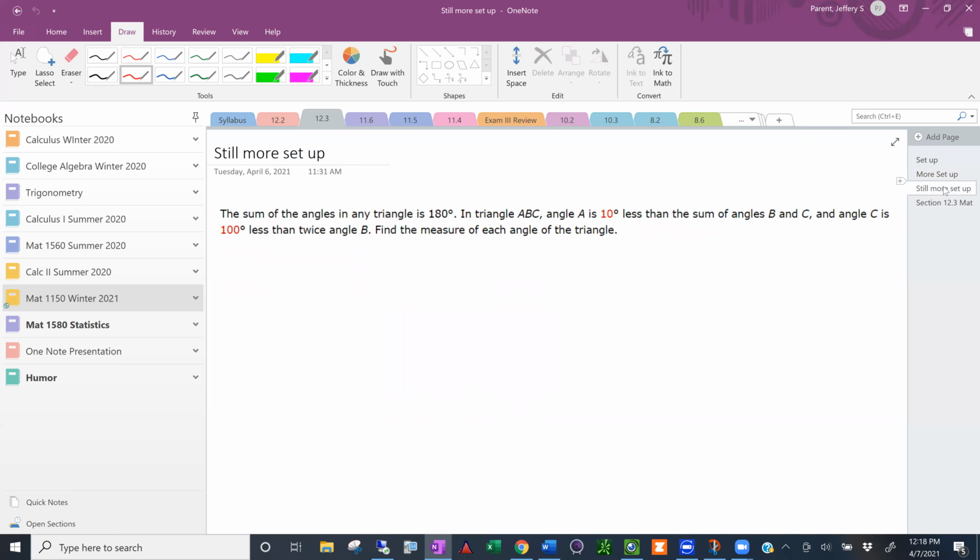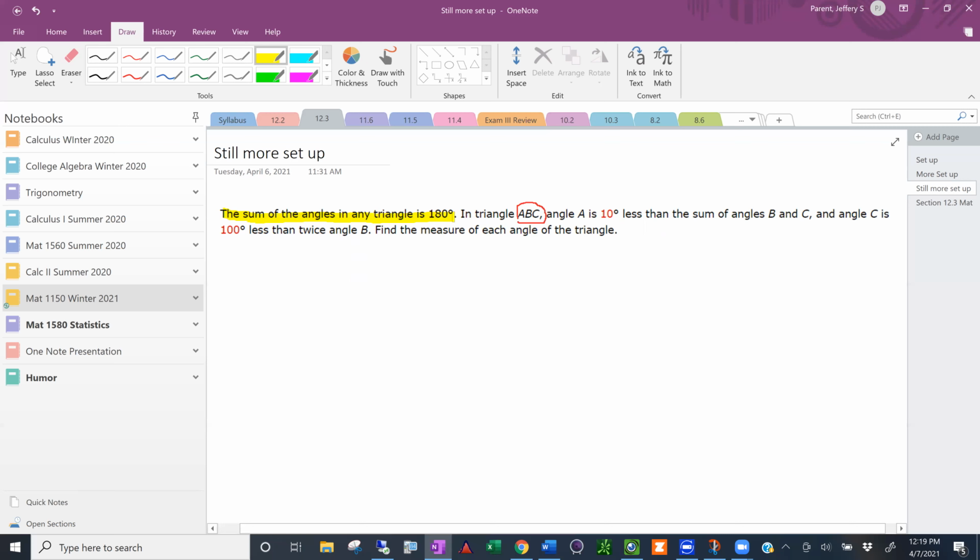Okay, one last one here. And it's not as laid out as nice and neat as it was in the first one, but that's okay. The sum of the angles in any triangle is 180 degrees. Now we're going to be talking about triangle A, B, and C. So I'm just going to use A, B, and C as my angles. And this first line right here gives us an equation. The sum of the angles is 180 degrees.